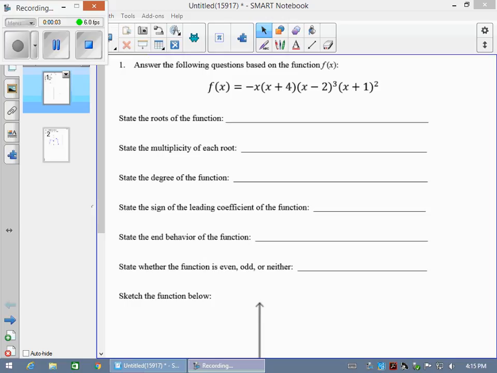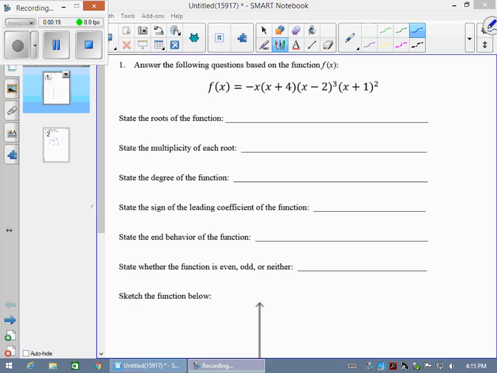Okay, so I want to go over the exit card slash entrance card that went over days 1 through 4 for Chapter 6. That will be covered on Monday's quiz. So question 1 said to answer the following based on this function f of x. First thing I'm asked to do is state the roots.